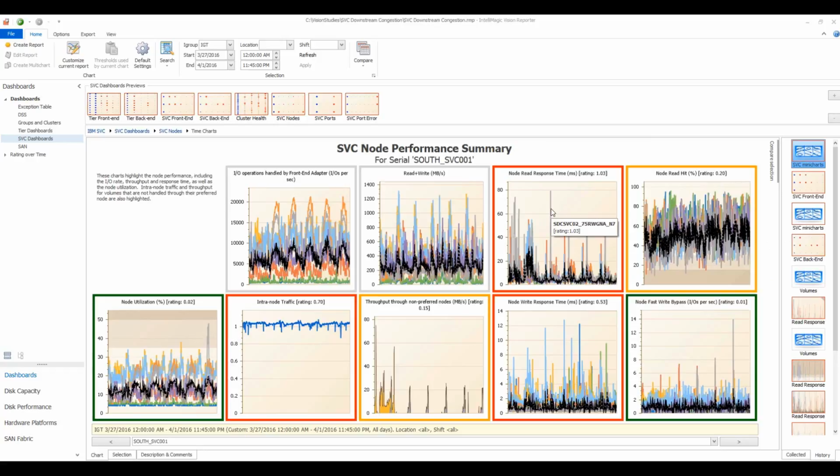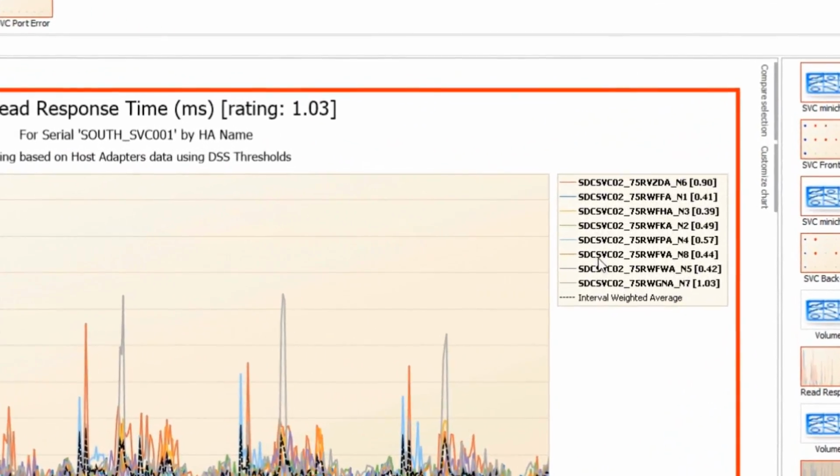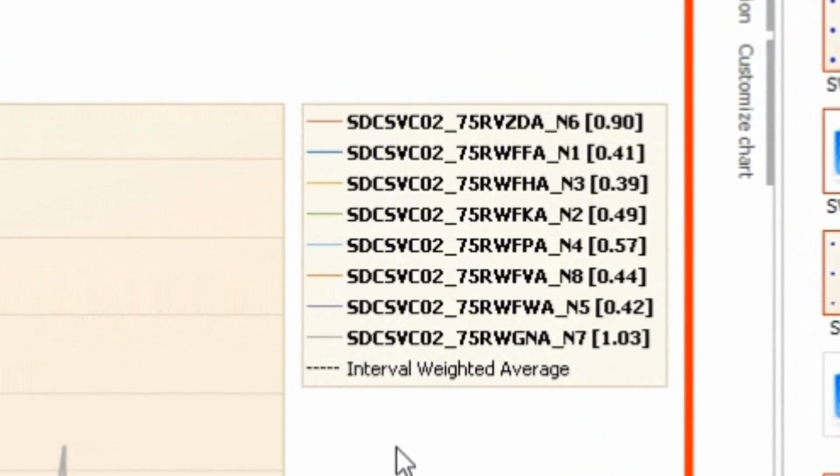By clicking on the node read response time chart, we bring this chart into view and identify the node with high response time. Notice that in the legend there are several SVC nodes that are in bold. They also contain a rating value. The higher the rating value, the higher the availability risk. In this case, SDC SVC02_75 RWGNA_N7, which will be referred to only as Node 7 throughout the video, has the highest rating at 1.03.